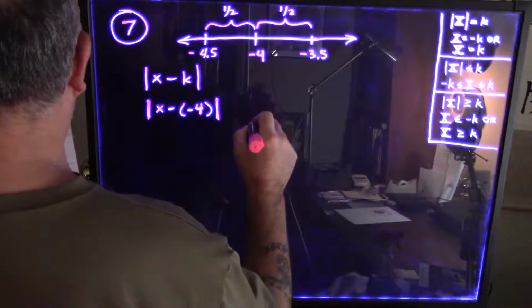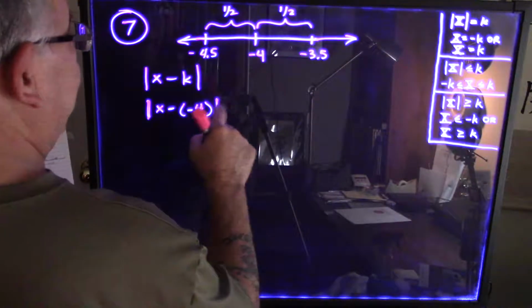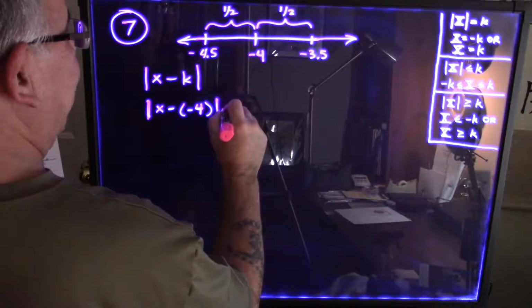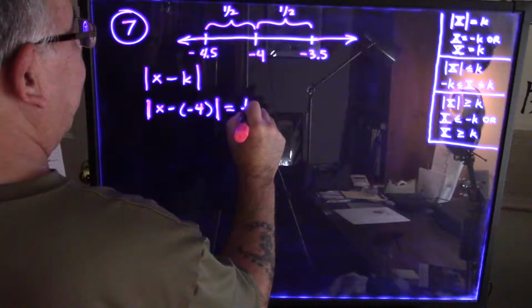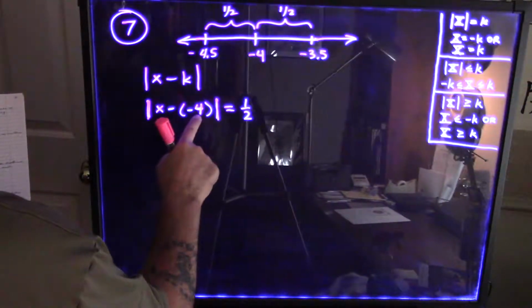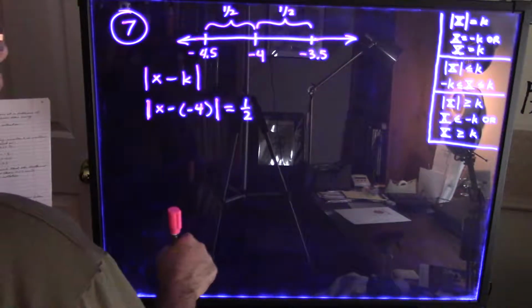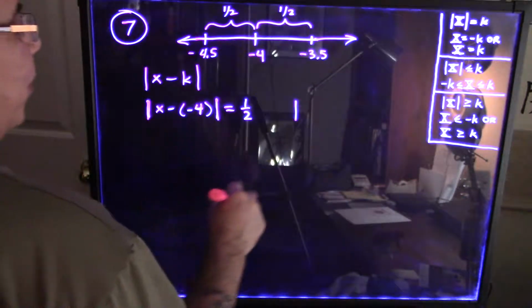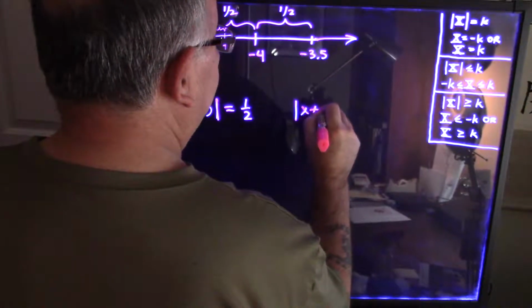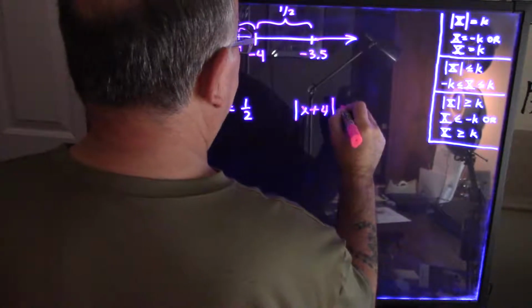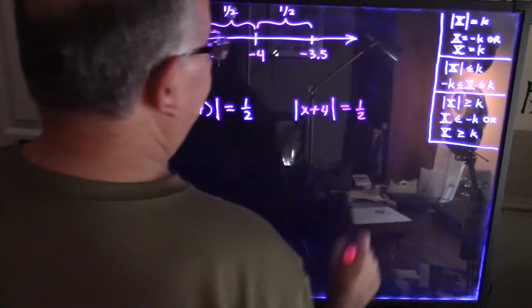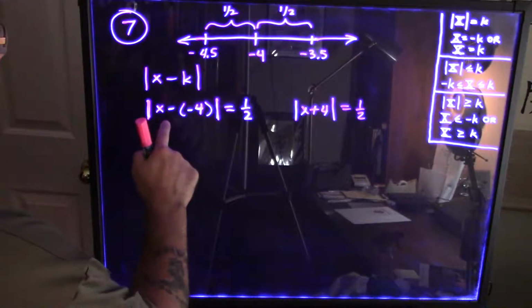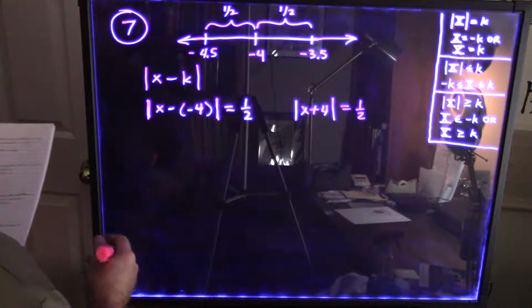Now that can be simplified as, well, we're saying it's 1/2, all right? So set that equal to 1/2. So the distance from x to -4 is 1/2. Or you could write it like this, just simplify inside the absolute value bars. X plus 4, absolute value of that equals 1/2. All right. So that's how you represent the distance between x and -4 equaling 1/2.